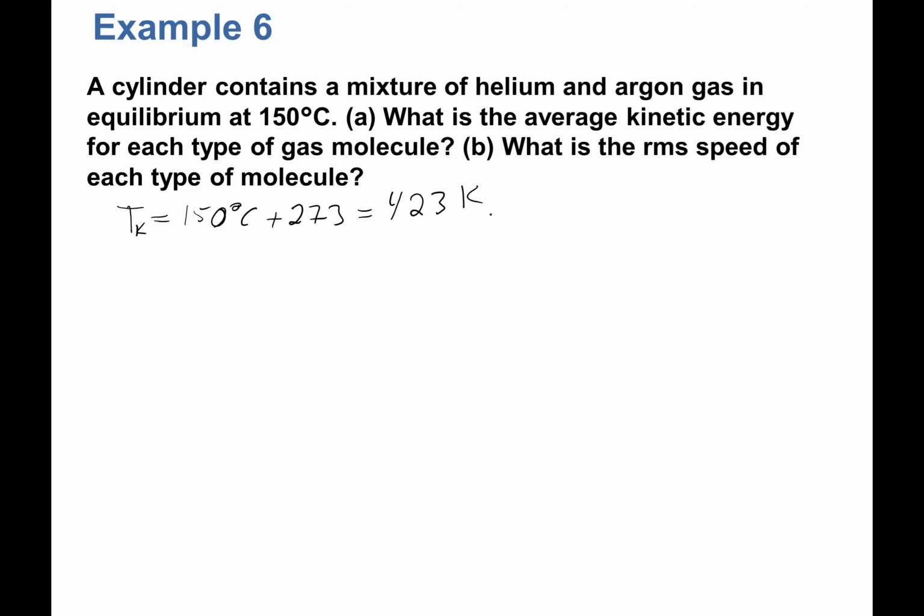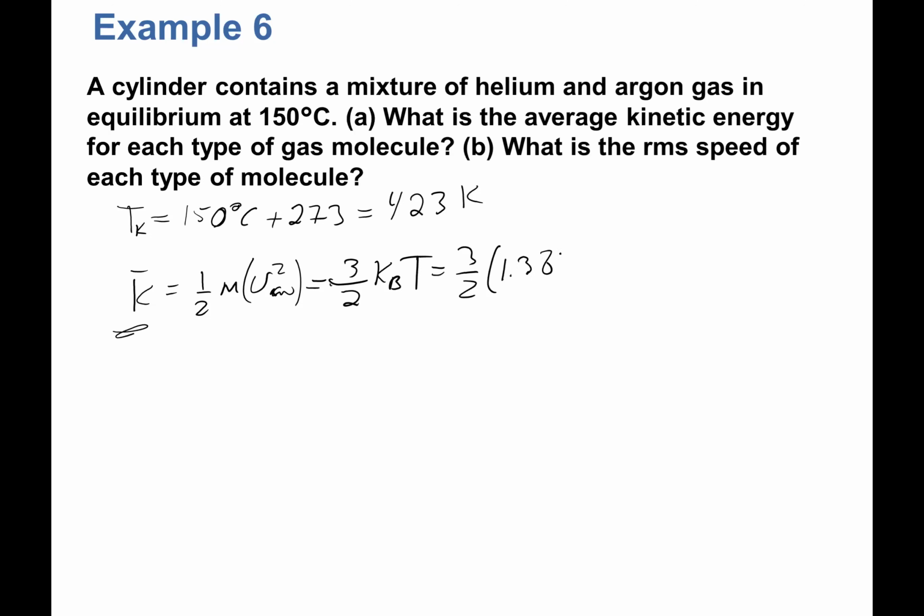So I have one equation for average kinetic energy, which is 1/2 times mass times the average of the square of the speed. But I also know that this is equal to 3/2 times the Boltzmann constant times T. That means it's 3/2 times the Boltzmann constant, 1.38 times 10 to the negative 23, times the temperature, 423 Kelvin, and just calculate the average kinetic energy, which is 8.76 times 10 to the negative 21 joules.